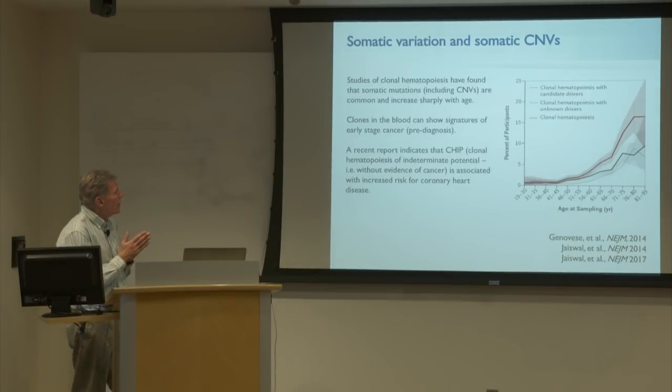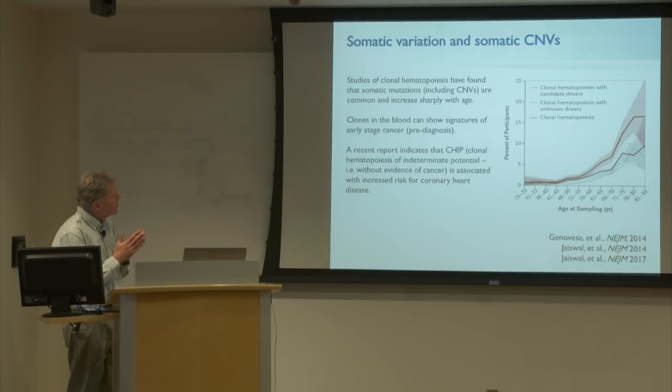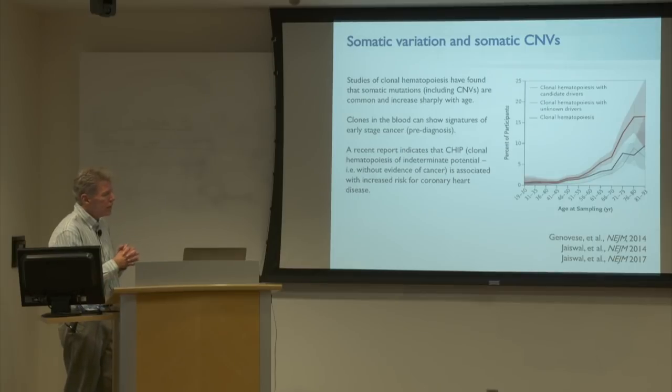So one final note, I also wanted to talk a little bit about a not inherited structural variation, but somatic structural variation. And there's been a lot of new work recently in looking at clonal hematopoiesis. So this is mutations that arise in your hematopoietic stem cells that produce blood cells. You can see these in the blood as sort of clonal populations of blood cells that arise.